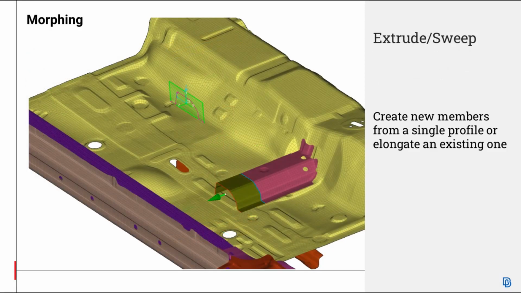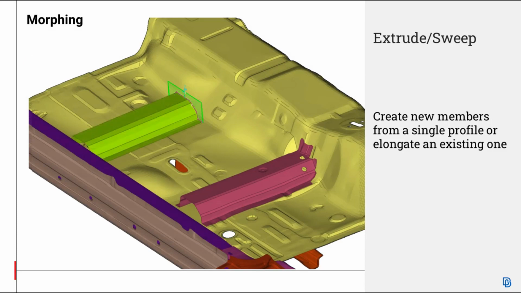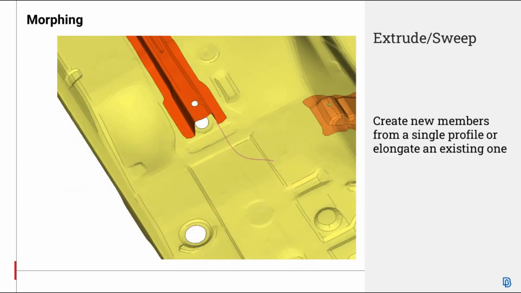The PM extrude and sweep functions have been enhanced with more functions. Users can now elongate existing members towards a specific direction or create new members from a single profile consisting either from geometry faces or pure FE shells. Moreover, existing members can be elongated according to a given path.